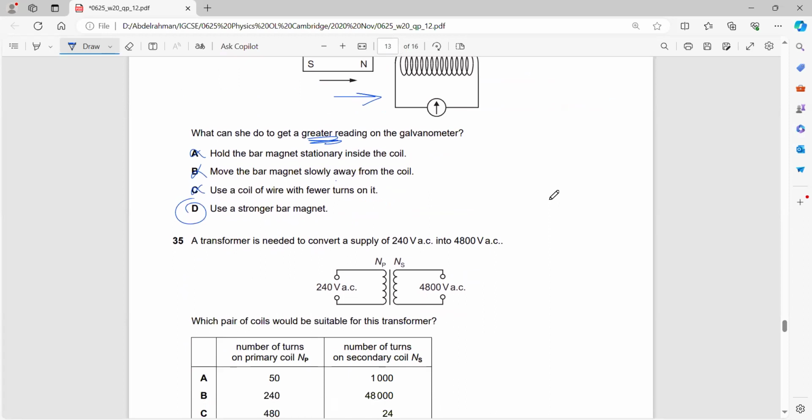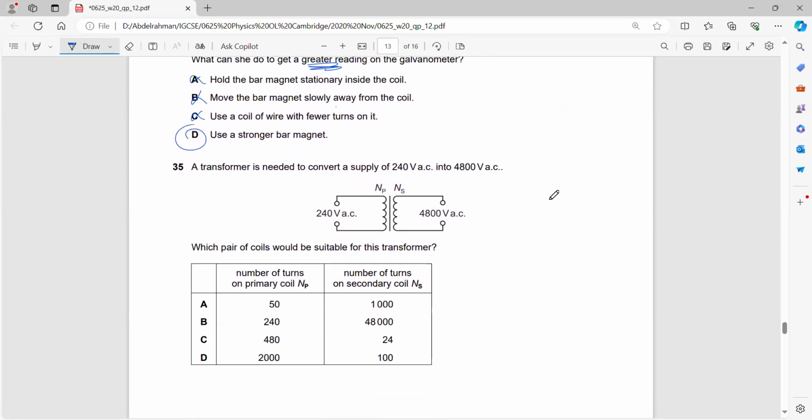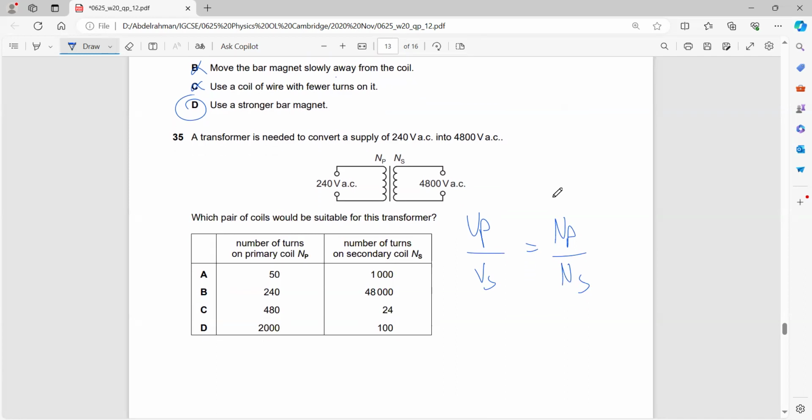Now I have a transformer. Which pair of coils would be suitable for this transformer? NP and NS. We need to find NP and NS. We can write down the equation VP over VS equals NP over NS. This is a step-up transformer.